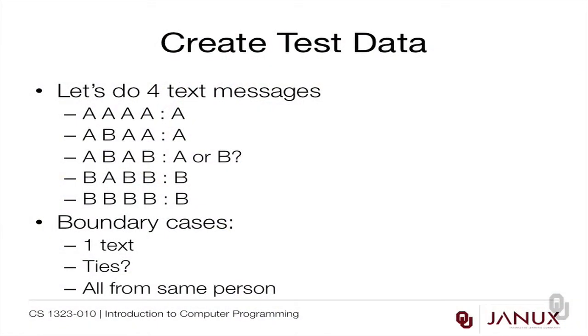We probably want to decide which. One way to decide that is to choose the one that gets there first. It doesn't really matter which way you choose as long as you're systematic about it. We could also have 3 from B and 1 from A. When that happens, we'd want person B to be the one who is your best friend, and of course we could have 4 messages from B's. Boundary cases we might want to consider include having 1 text message, and of course the ties case we've already talked about, and all of our messages coming from the same person.